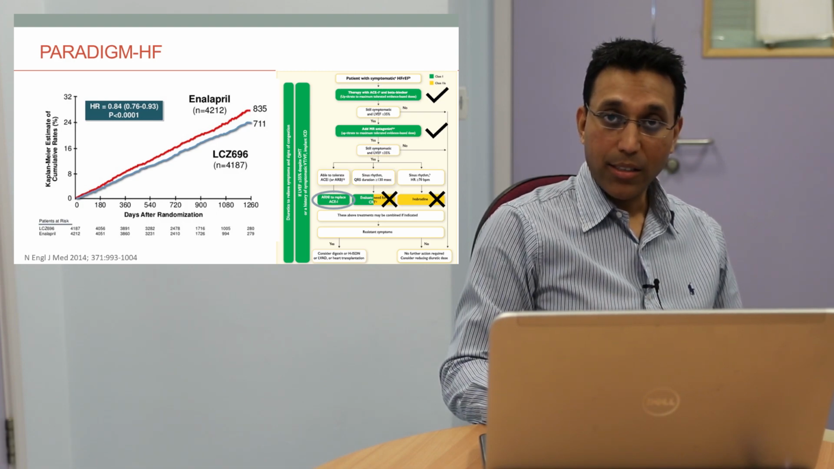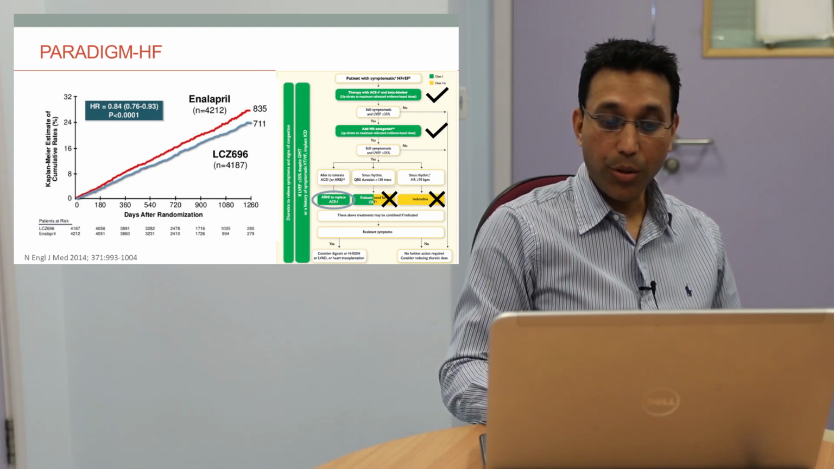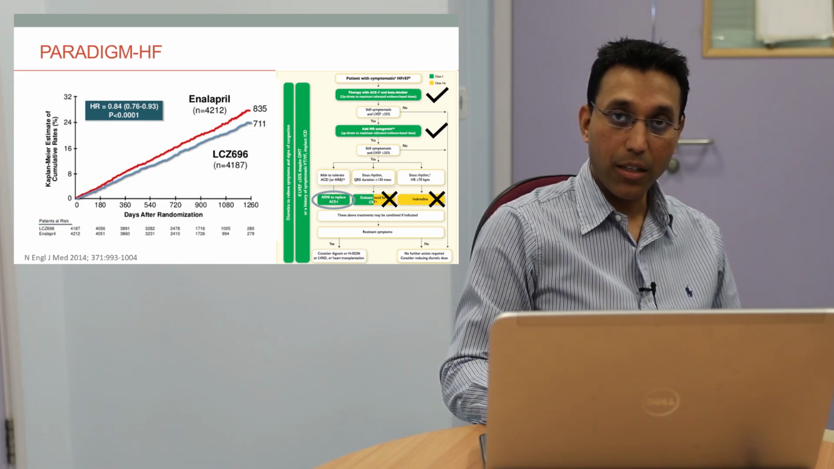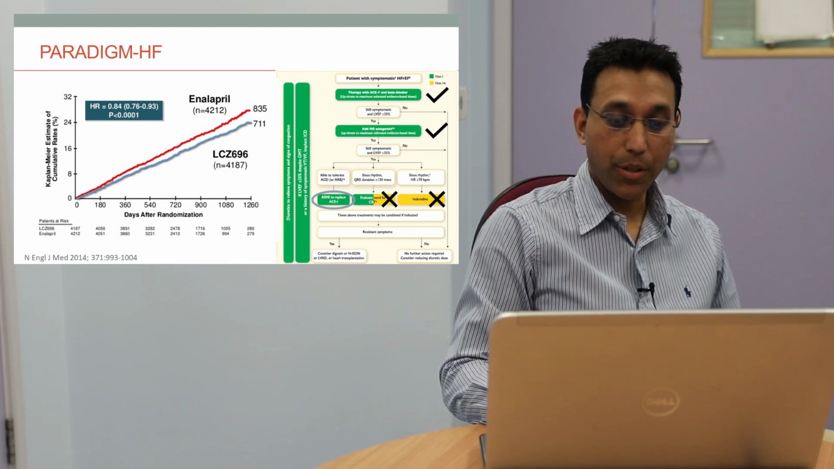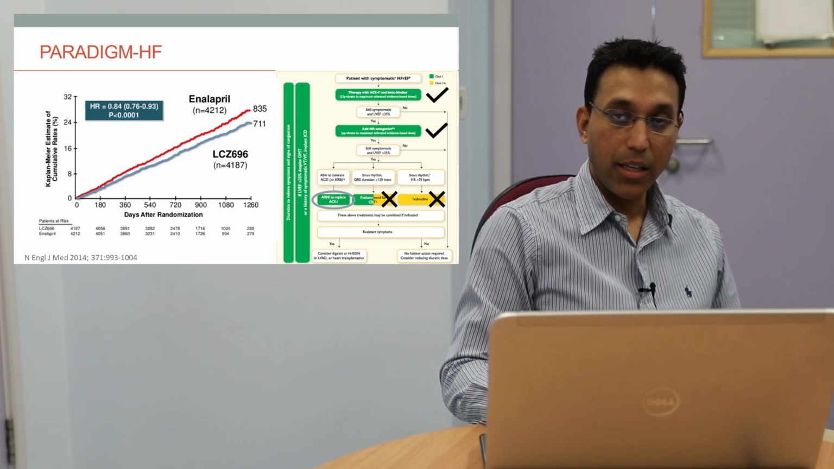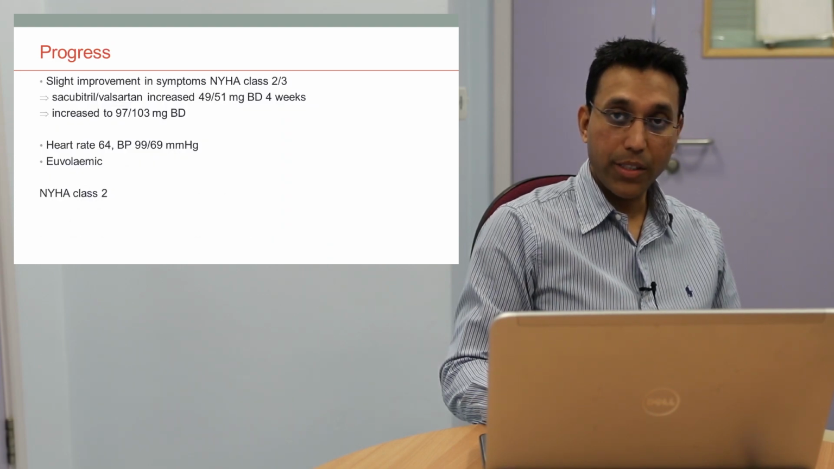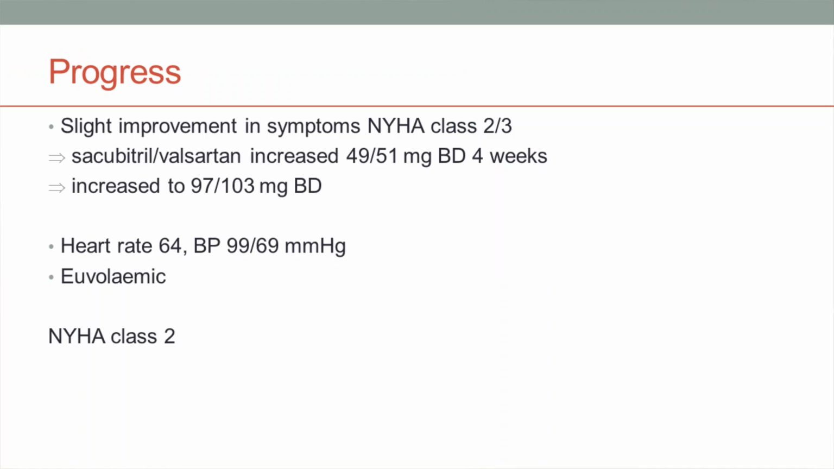There was a median follow-up of 27 months, and the trial again was stopped early following a positive interim efficacy analysis. There was a 16% reduction in the primary outcome of cardiovascular mortality or heart failure hospitalization, 22% versus 27% in the comparison group. There's also a significant reduction in all-cause mortality, 17% versus 20%. So there appeared to be a slight improvement in her symptoms, and she moved into class 2-3 NYHA category.